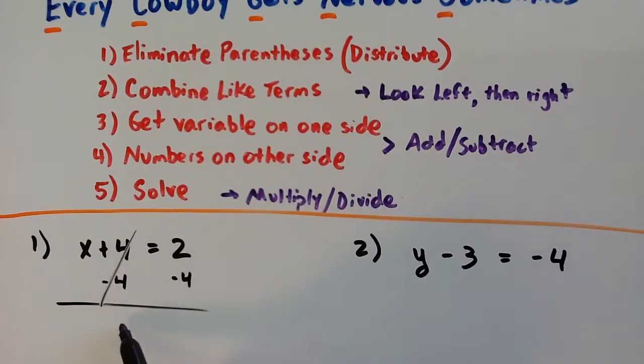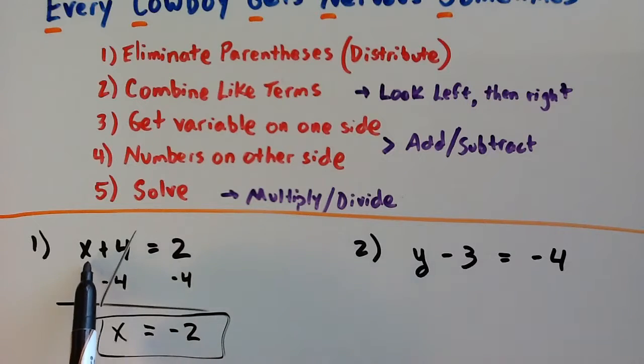You're just left with x. Bring your equal sign straight down. 2 minus 4, that's going to give you negative 2. The 5th and final step is already done for us because the coefficient of this variable is already 1. So x equals negative 2. What we're saying here is that if we put negative 2 in for x, negative 2 plus 4, we would get 2.